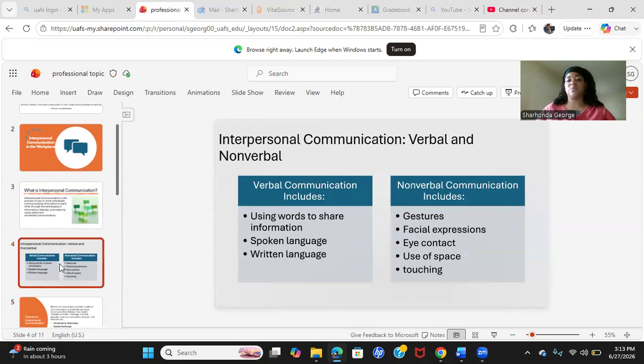Interpersonal communication, verbal and nonverbal. Verbal communication includes using words to share information, spoken language, and written language. Nonverbal communication includes gestures, facial expressions, eye contact, use of space, and touching. With touching in a workplace, appropriate touching would be a shoulder tap. Say somebody's hand is on the table and you're trying to get their attention. I would say the most appropriate touch in the workplace is a shoulder tap to get that person's attention.